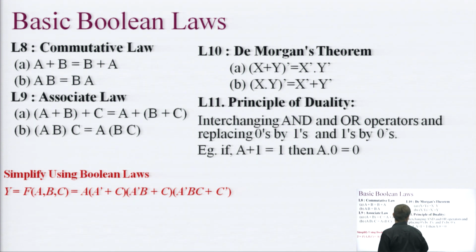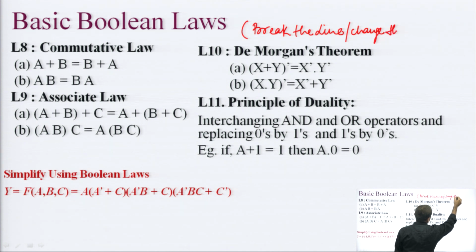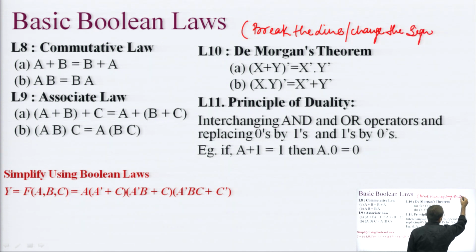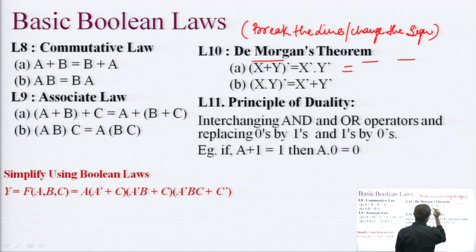Now, coming to De Morgan's law, De Morgan's theorem. De Morgan's theorem states that, to remember this, you can remember a line or a statement: break the line and change the sign. So, if I use this as the complement symbol, so this can be equivalent to, if I break the line and change the sign, X plus Y whole complement will be equivalent to X complement dot Y complement.